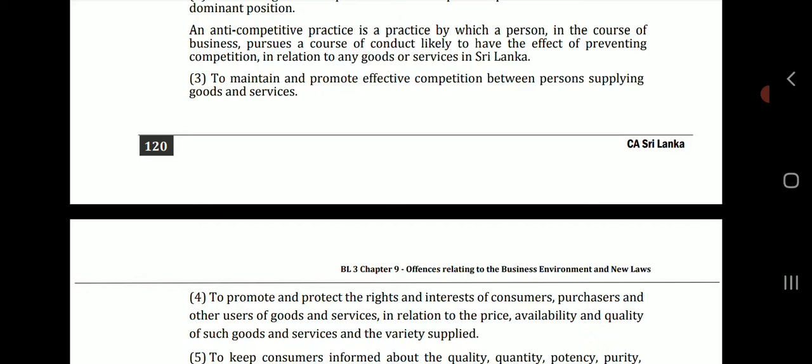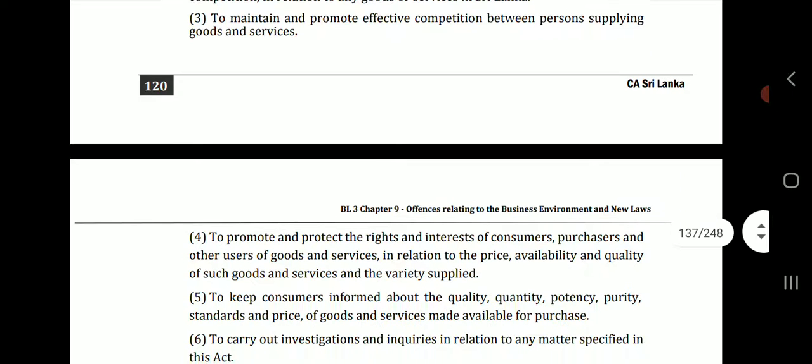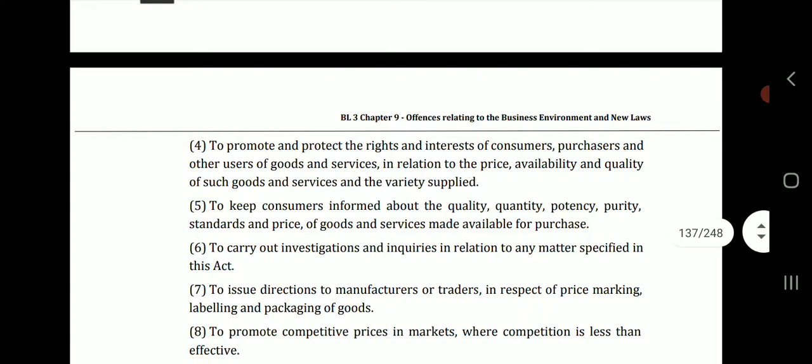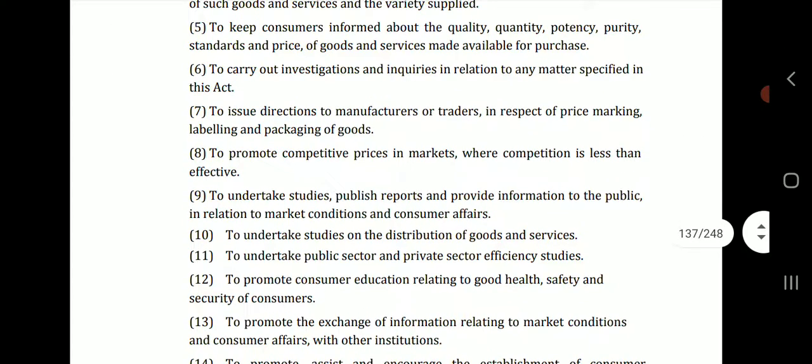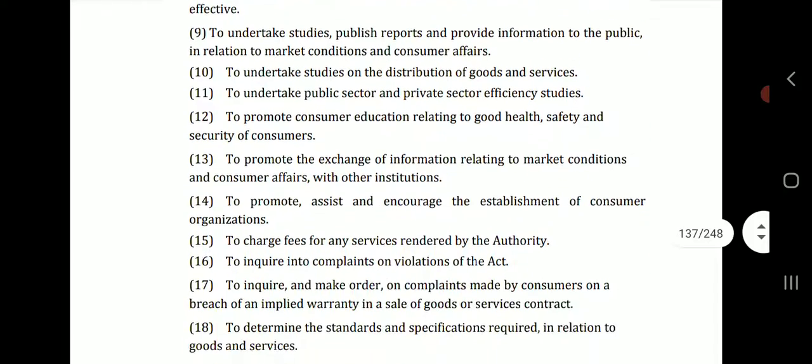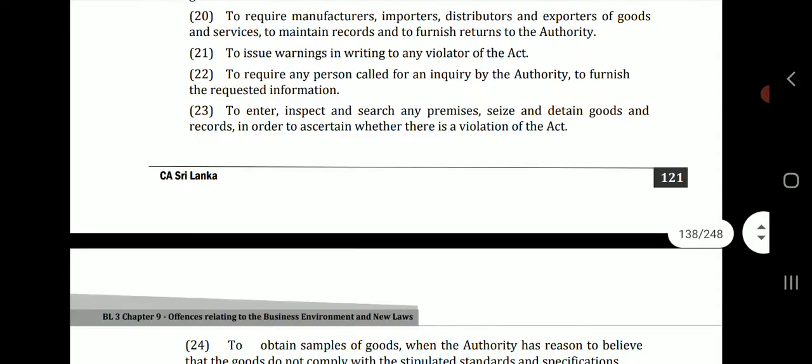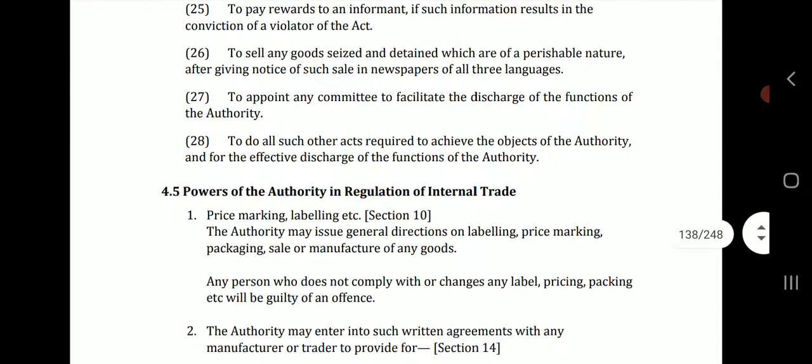It also maintains and provides effective competition between persons supplying goods and services, and promotes and protects the rights and interests of consumers, purchasers, and users of goods in relation to price, availability, and quality of such goods and services, and the variety supplied. So, quality, potency, and purity. These things are covered up to Section 28.